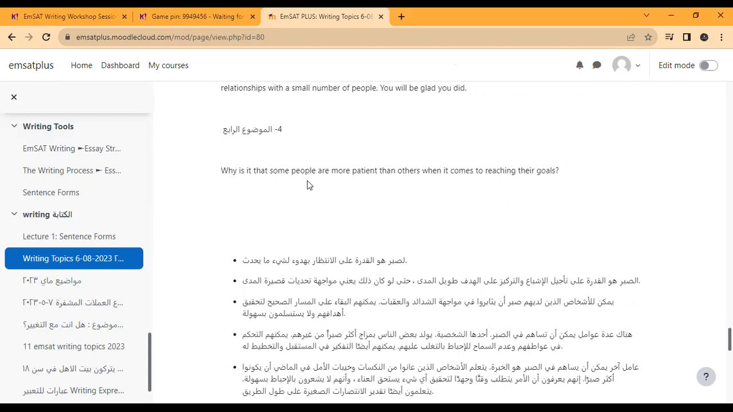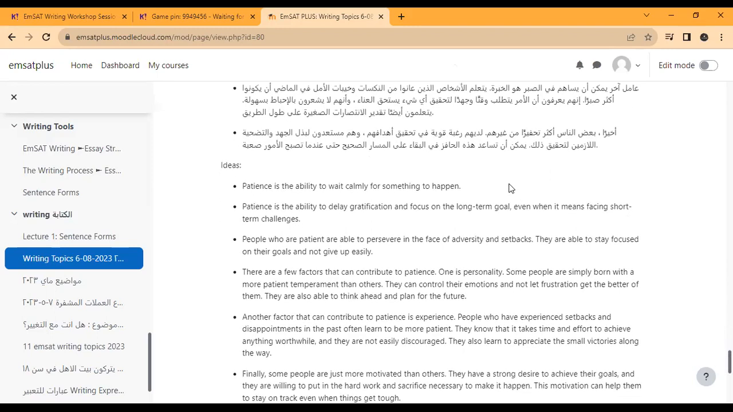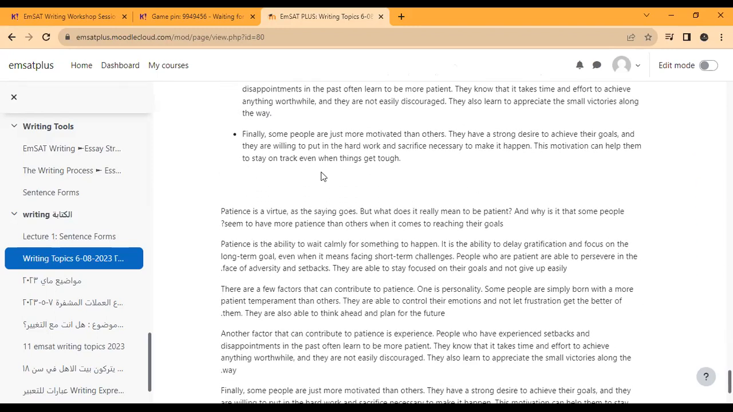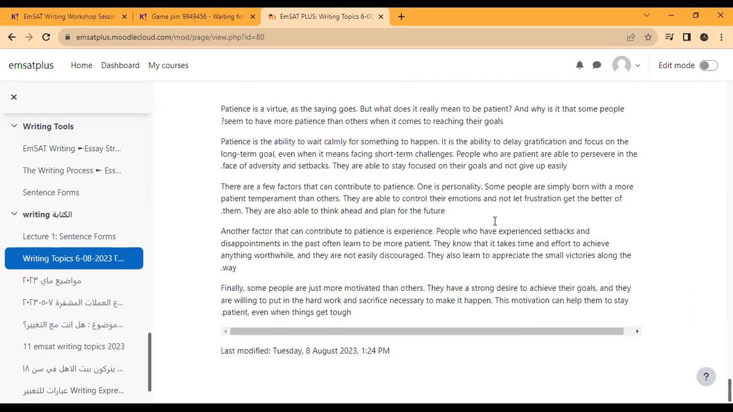Why is it that people are more patient than others when it comes to reaching their goals? Okay, now this is another topic. The same thing. If you read this, patience is a virtue. سبحان الله. والله إني ما قريتها هذه. As the saying goes on. But what does it really mean to be patient? And why is it? شايفين هوني يطرح الأسئلة. Okay. Seem to have more patience than others when it comes to their job. Okay, ما قال لك in this essay I will write about. No, there is nothing like this. ما أدري من وين جيبوا في الكلام.